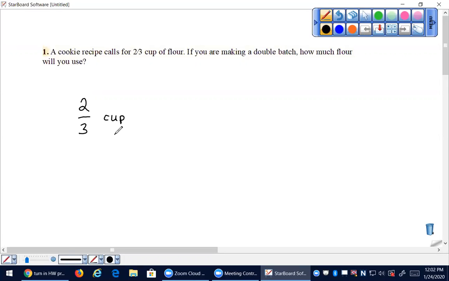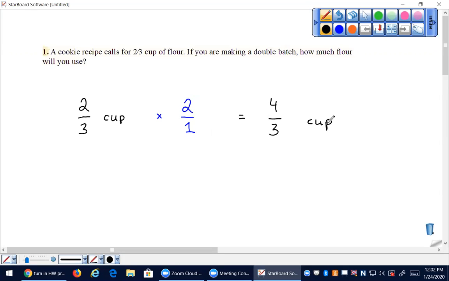So, okay, I have 2/3 of a cup and I want to double it. What's the math for doubling something? Times 2. Any whole number I can make into a fraction by putting it over 1. And then how do I do fraction multiplication? Just go across the numerators, go across the denominators. And 4/3 of a cup might be the answer.